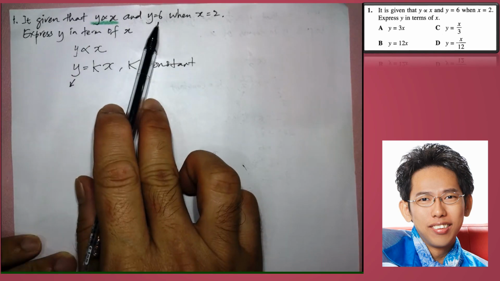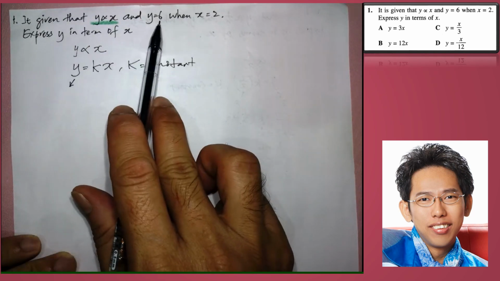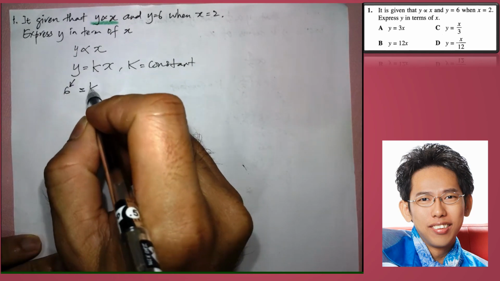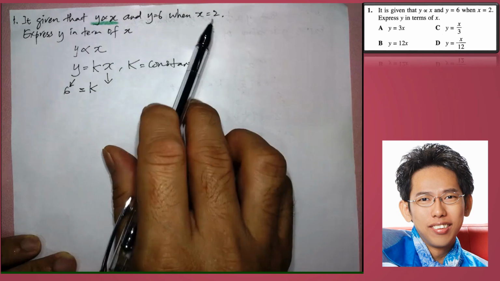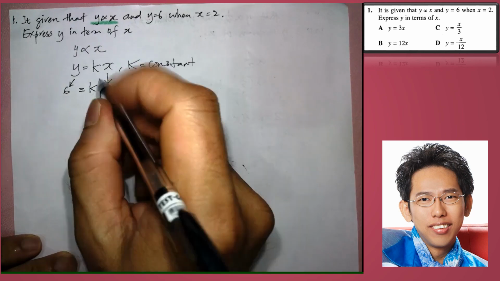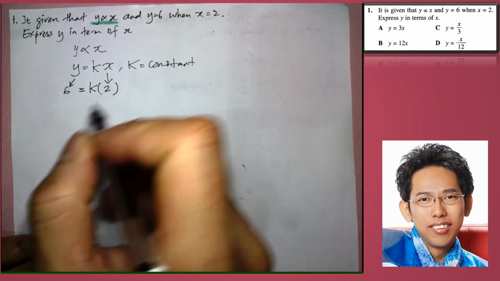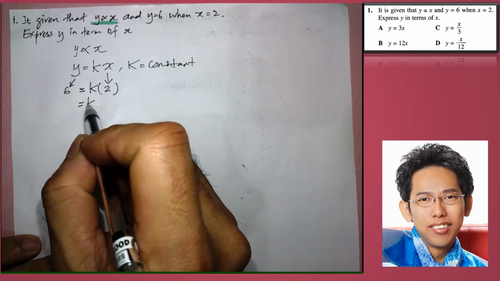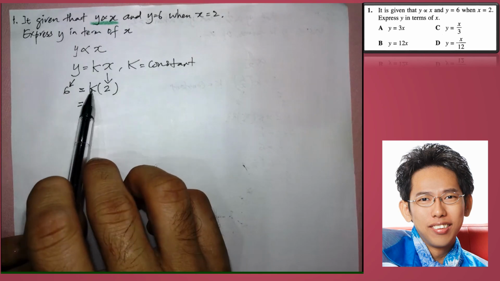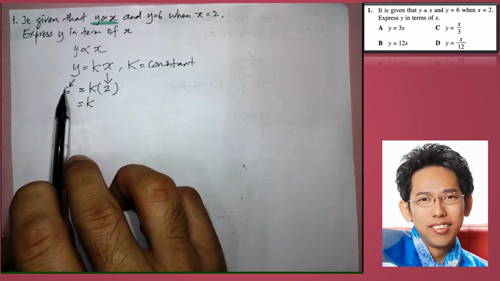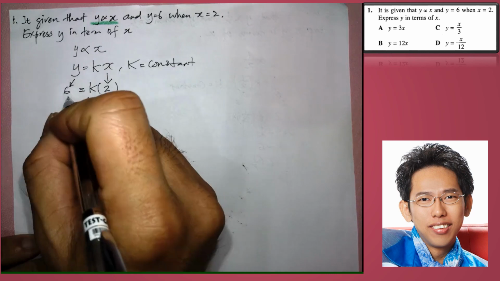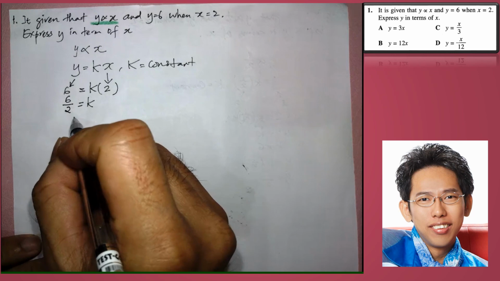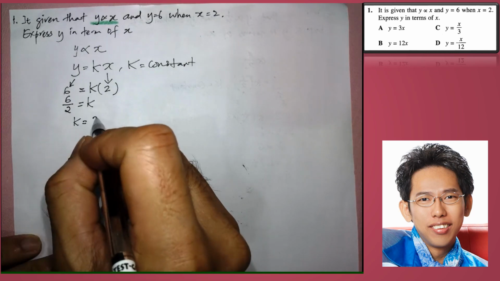y, 6, equals k times x, 2. x is 2. Okay, so to solve the equation, I want to get the k. This one is multiplied to k, so moving to the right side it will become divide. 6 divided by 2, so k equals 3.